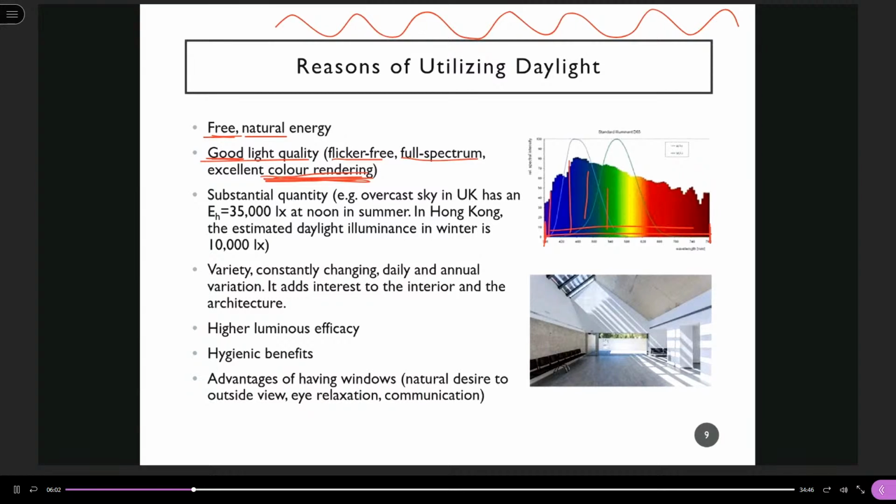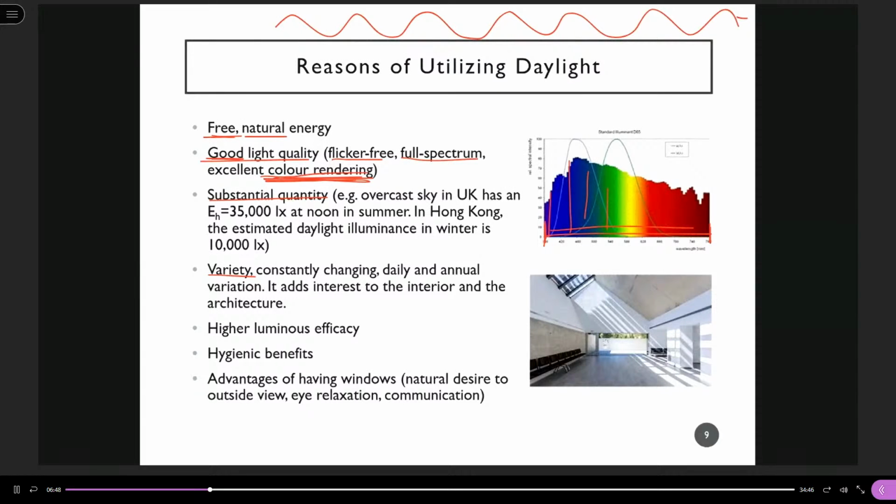Substantial quantity: as long as we have the sun, then we have daylight. And variety. We don't want boring design. We want variation, something which will change. So the variety, constantly changing, daily, annual variation adds interest to the interior. The direction of the light and the shadows will reveal the form of the architecture. So daylight or sunlight is a very important design element in architecture.